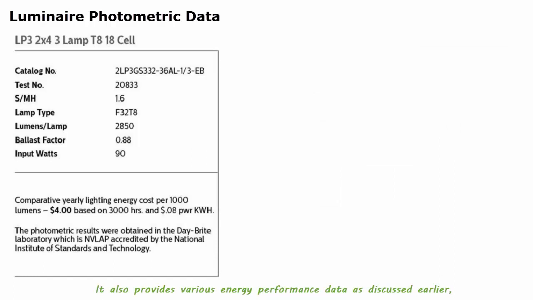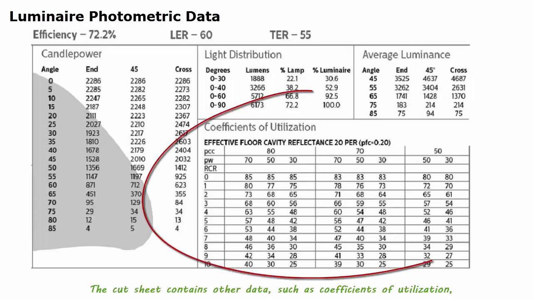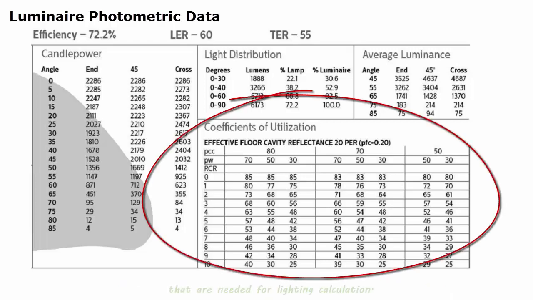It also provides various energy performance data as discussed earlier, such as the ballast factor, the input wattage, and lumens per lamp, which is 2,850 lumens per lamp for this fixture. Based on this, the total lamp lumens can be calculated as 2,850 times 3, since there are 3 lamps in this fixture. The cut sheet contains other data such as coefficients of utilization that are needed for lighting calculation.